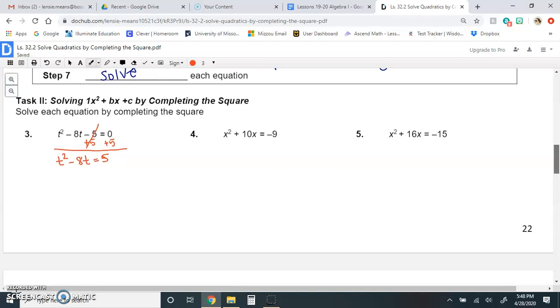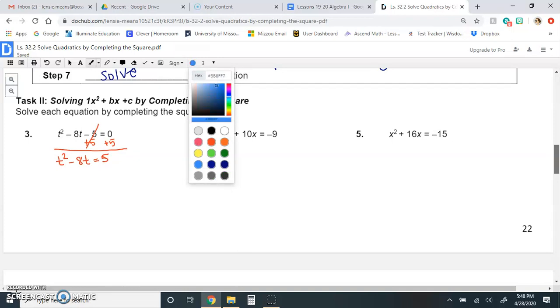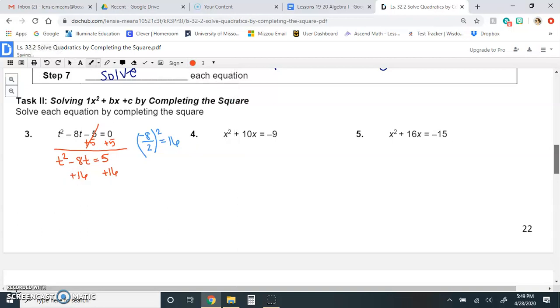The second step is going to be to calculate that b over 2 squared. So my b is 8, 8 over 2 squared gives me what? 4 squared, which is 16. And then my next step is to add that to both sides of the equal sign. So I'm adding the 16, adding the 16. I end up with t squared minus 8t plus 16 equals 21.